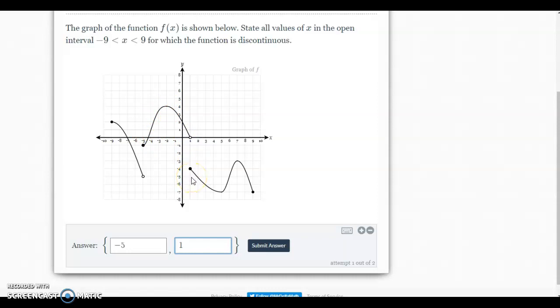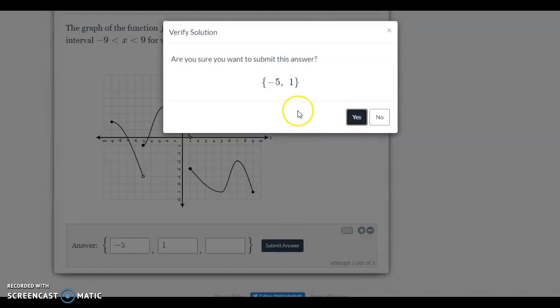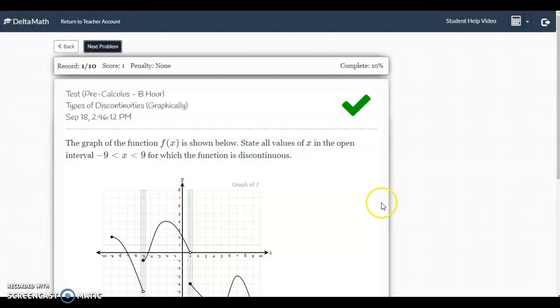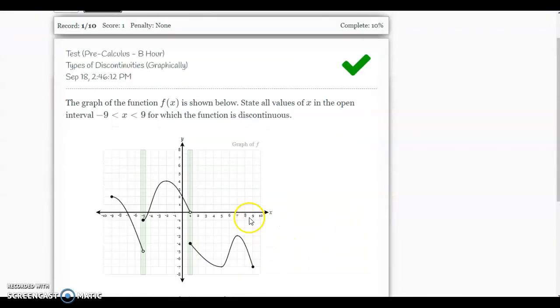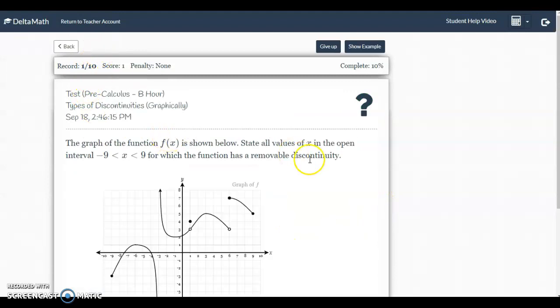Oh, gotta hit comma apparently. All right, and there's my jump. We did it. Follow, follow, follow. Okay, good. So I don't have any more, so -5 and 1 should be my only answers. Woohoo! All right, let's try another one.